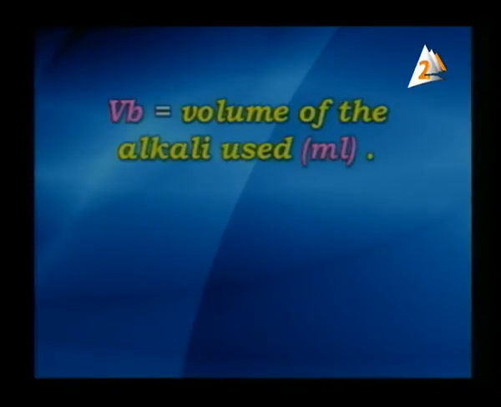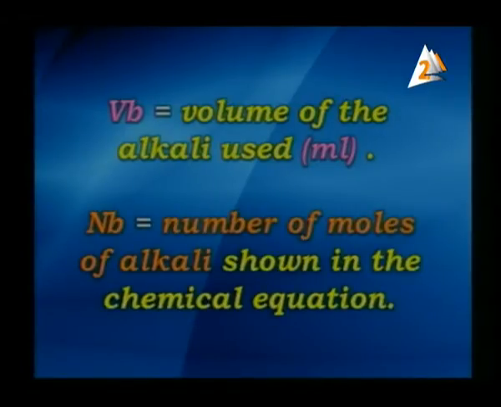Moving to the second one. VB means the volume of alkali used. ML means what? Milliliter. So, the measuring unit of volume is milliliter. And we have another one: B equals the number of moles of alkali shown in the chemical equation. Don't forget these symbols because we'll use them for solving a lot of problems.